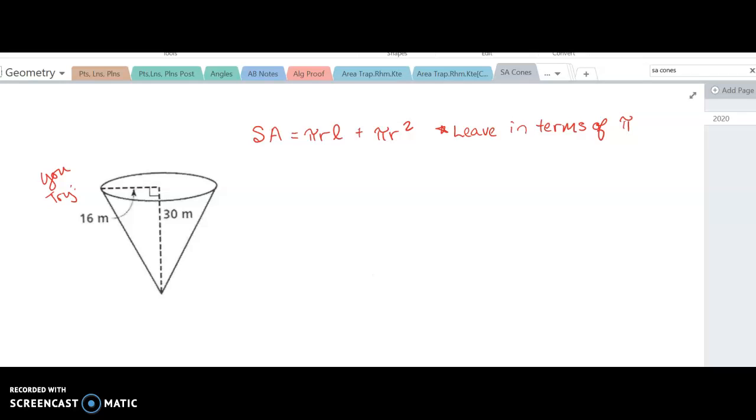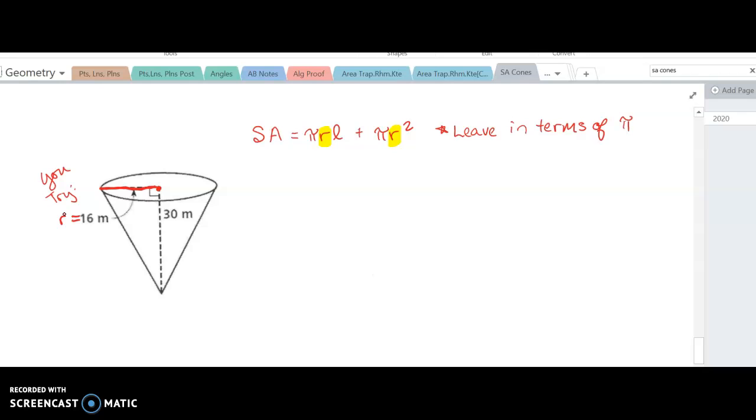and I hope that didn't throw you off as far as finding the elements that we need for this formula. We need a radius, we know, and so that goes from the center of the circle base out to the rim of the circle. Okay, so in this case, our radius is 16.